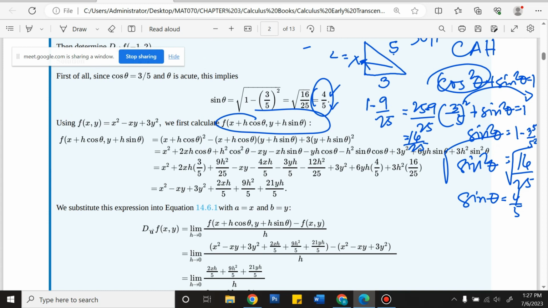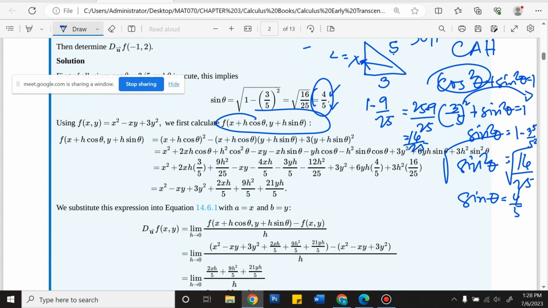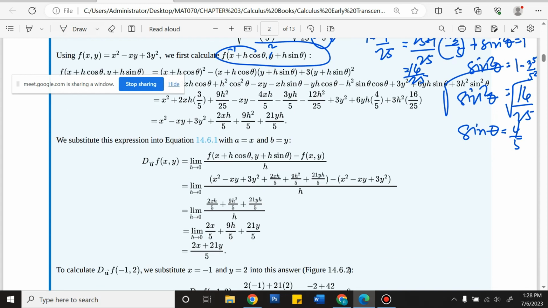Now, we have here, it wasn't direct. We can also go direct here, class: negative 1 instead of x, and 2 instead of y. Okay? So, let's continue.